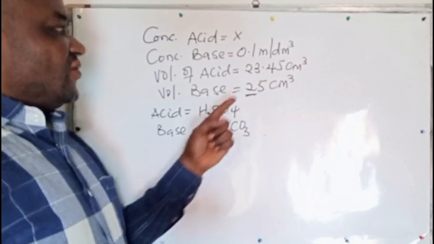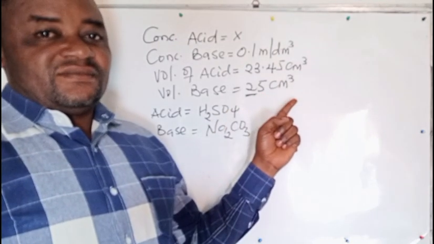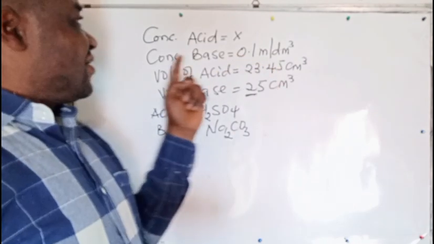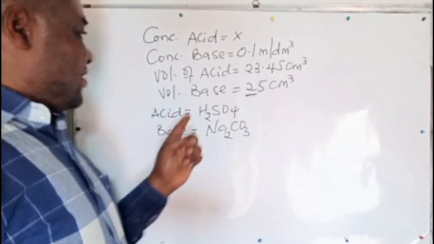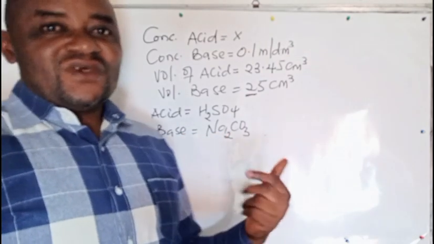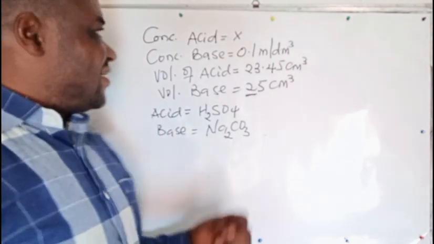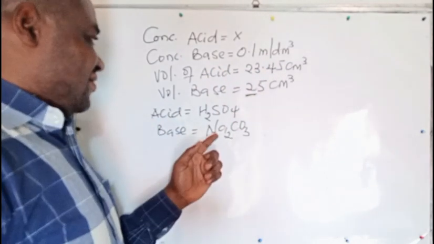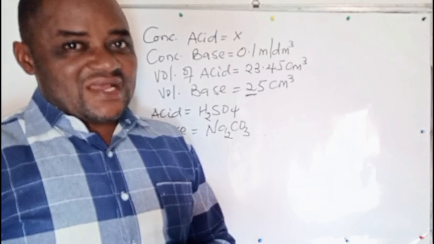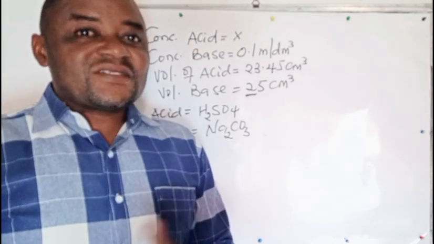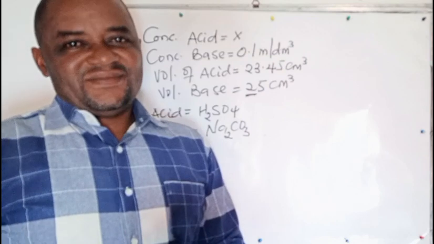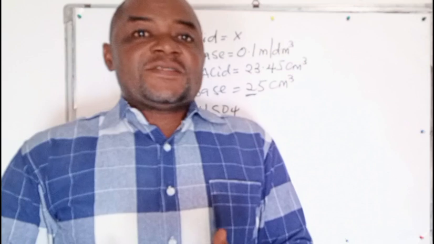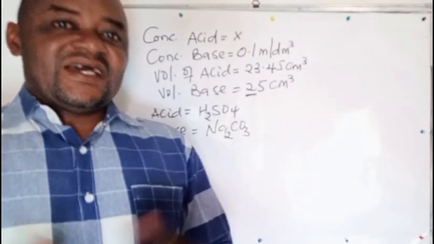25 cm cube of 0.1 mole per dm cube of a base, sodium carbonate, was titrated against 23.45 cm cube of an acid, H2SO4, sulfuric acid. What is the concentration of the acid? That's how the question can be. And now we are expected to calculate the concentration of the acid.